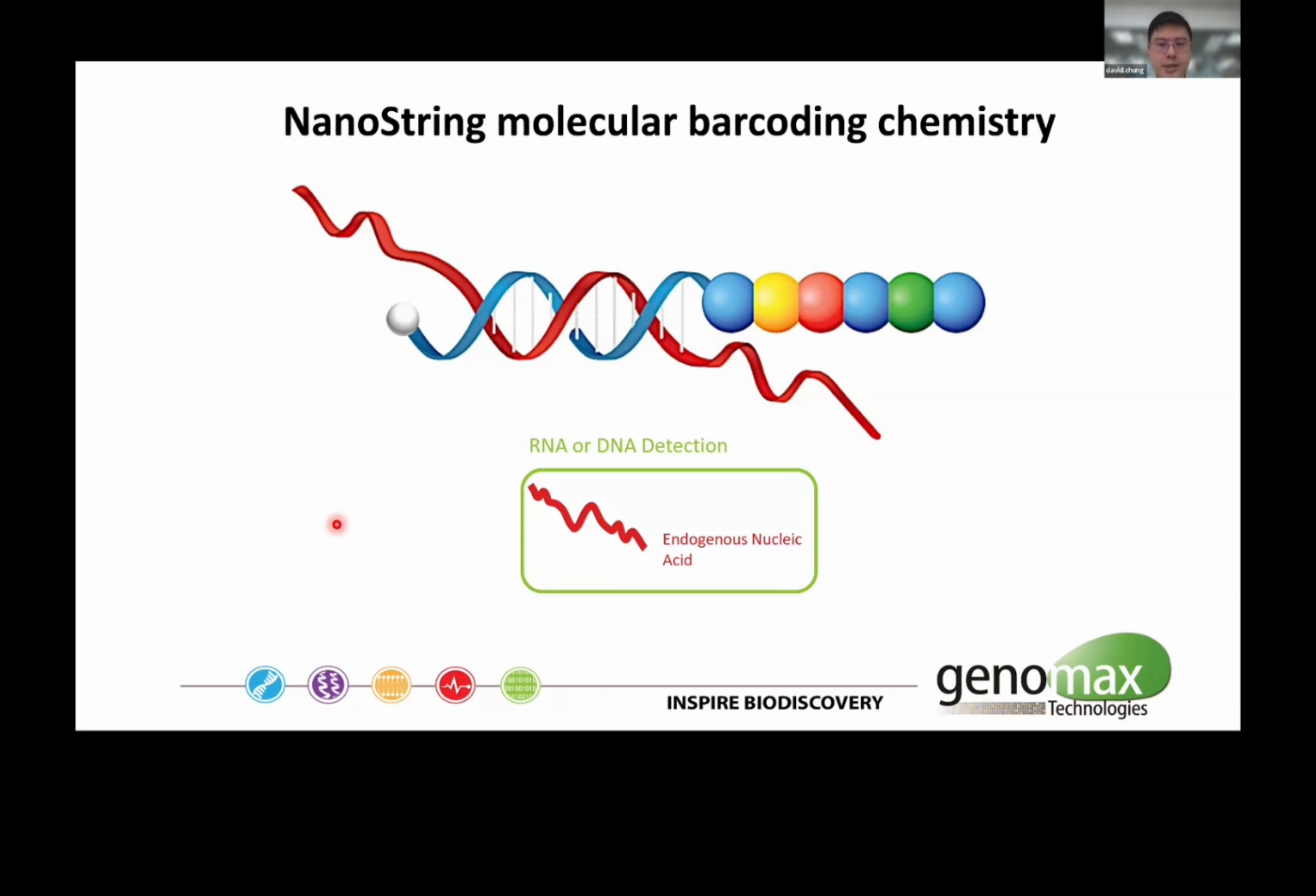So there's no enzymatic reaction. For this reason, the Nanostring nCounter platform works very well with degraded samples like FFPE samples as well. And also, if you have sample contamination carried over from your extraction process, the results are usually less affected compared to qPCR.